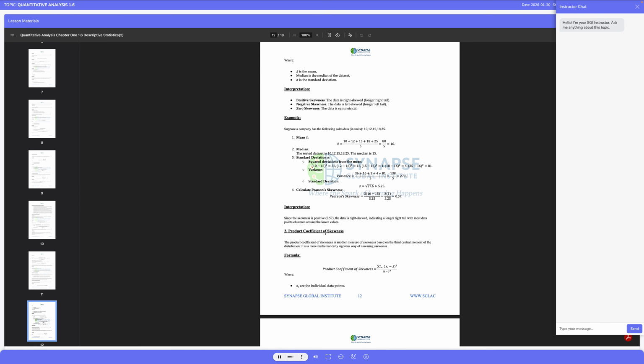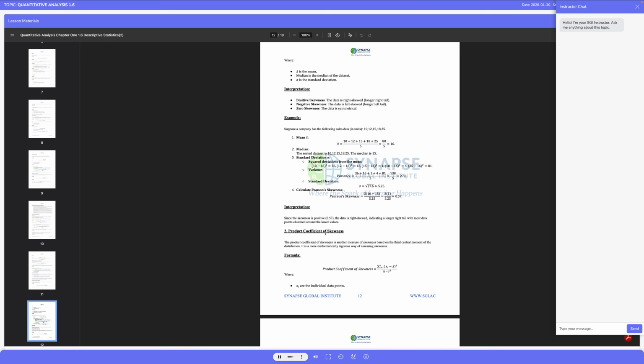We now turn to the product coefficient of skewness, which is a more mathematically rigorous measure based on the third central moment of the distribution. This measure considers how far data values deviate from the mean and the direction of those deviations, with greater weight given to more extreme values.